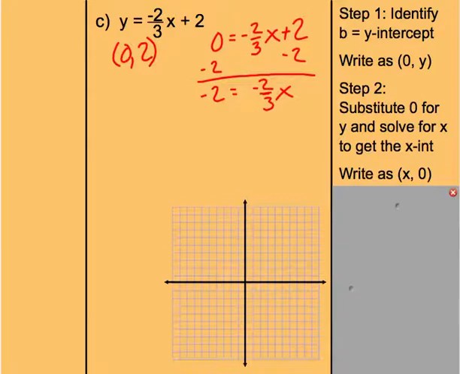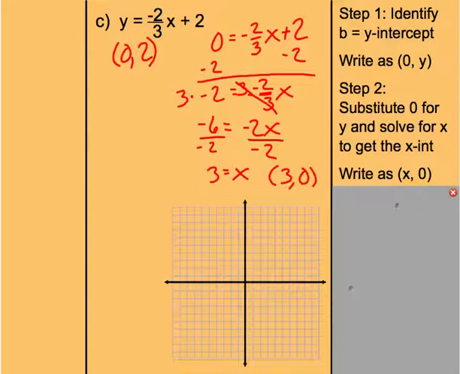So again, this bar between the 2 and the 3 means divide. So I'm going to multiply by 3 to cancel my denominator. And then divide by the negative 2 to solve for x. So there's my ordered pair. If you can keep track of a little bit more all at once, instead of doing it in 2 steps, you can multiply by 3 and divide by negative 2 at the same time.